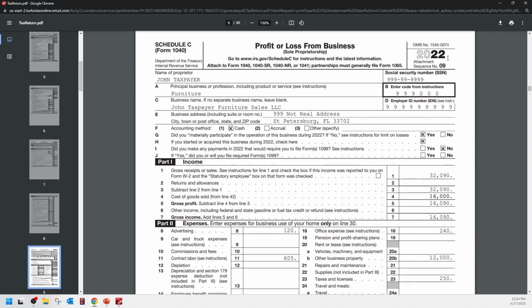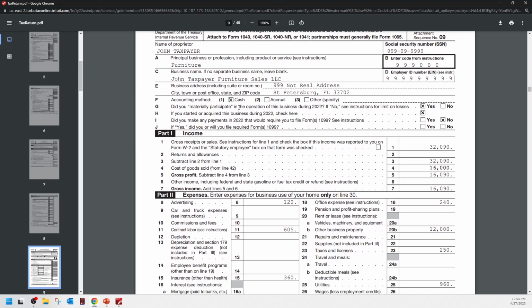So Schedule C, 2022, profit and loss from a business. We can see here he is the proprietor, so he's the taxpayer, he's the owner of the entity. The business name here is a separate LLC, so we have John Taxpayer Furniture Sales LLC. The address of the business and the EIN for the business, right? We can see the accounting method, it's a cash basis taxpayer.